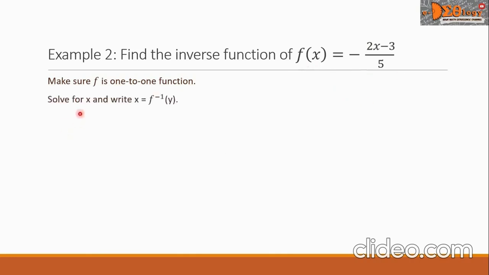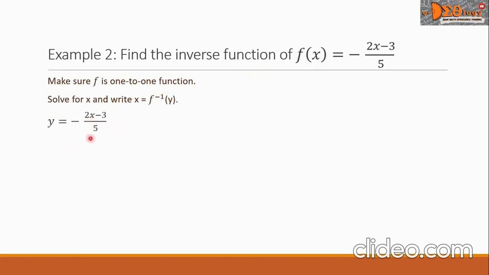Now we are going to solve for x and write x equals f inverse of y. I'm going to copy this problem again here, but instead of f of x, I will change this to y. So I have here y equals the negative of 2x minus 3 all over 5. And I will solve for x. I want the x to be isolated.